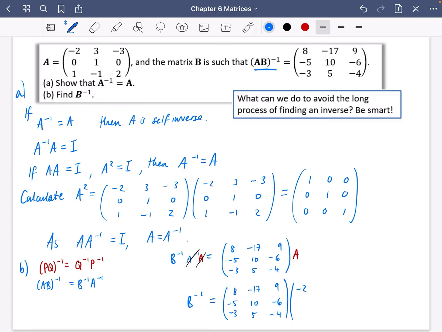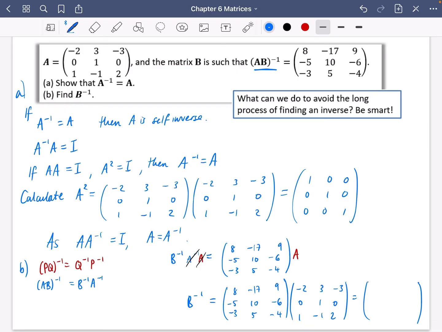So I'm going to multiply it by A, which is minus 2, 3, minus 3, 0, 1, 0, 1, minus 1, 2. And then you can actually just put that on your calculator to find out what it's going to be equal to. So I'm just going to do this super quick on my calculator. I'm going to add in two matrices, which are 3 by 3s. And they're going to multiply together. And I'm just literally going to type in all the numbers.